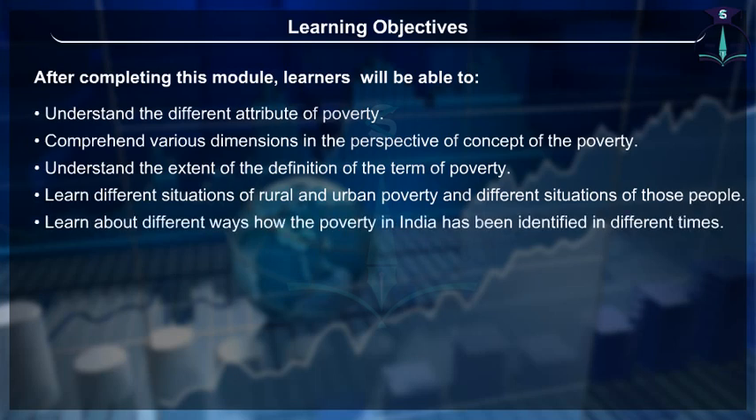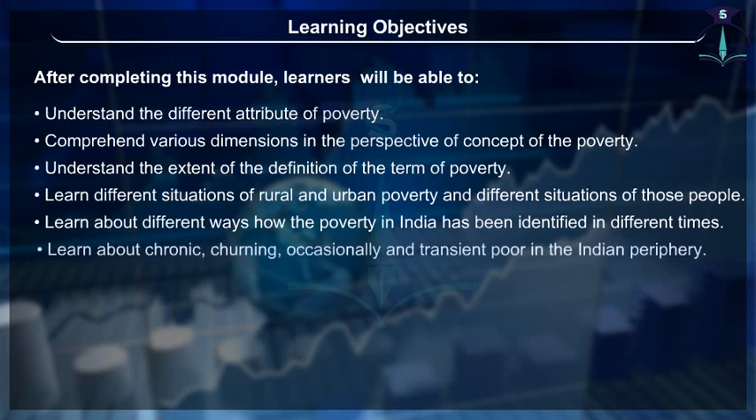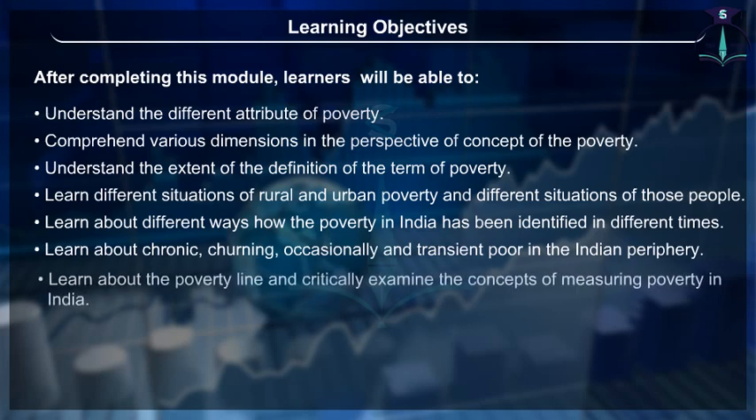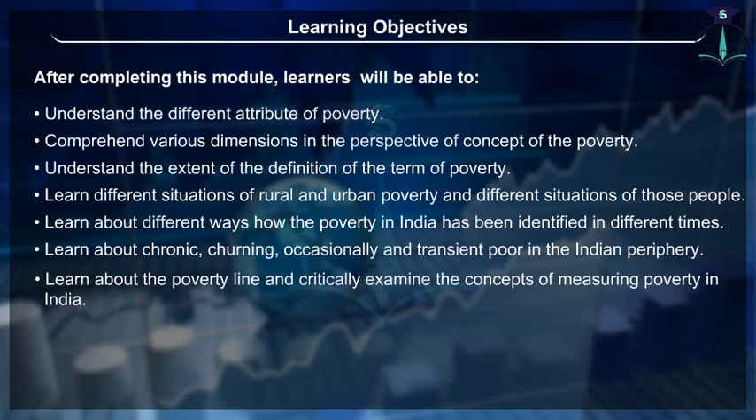Learn about different ways how poverty in India has been identified at different times. Learn about the chronic, churning, occasionally poor and transient poor in the Indian periphery. Learn about the poverty line and critically examine the concepts of measuring poverty in India.